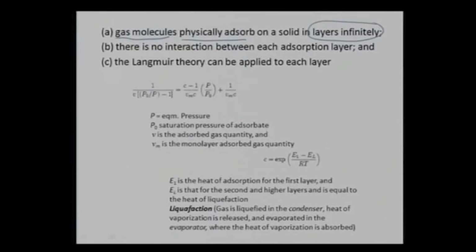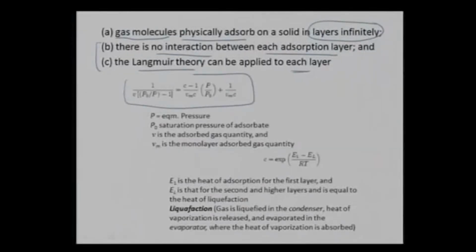At the same time, there is one more limitation: we are also assuming that there is no interaction between each adsorbed layer. And again we are also assuming that Langmuir theory can be applied to each layer. So this is again a limitation, but we are eliminating one limitation by making it a multiple layer or infinite layer adsorption on the surface. But we are assuming that all these layers are independent and don't interact with one another, and at the same time we can apply the Langmuir theory to each adsorbed layer.